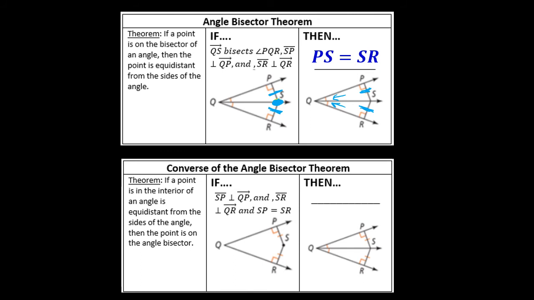The converse just goes the other way around. If we have some point right here and we know that it's equidistant from the sides, then that tells us that we have an angle bisector. So it's going the other direction, and this time it would tell us that angle PQS is going to be equal to the measure of angle RQS.